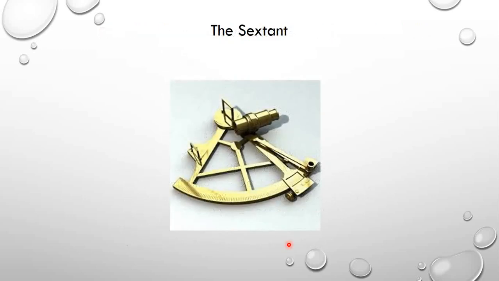Lastly, let us look at the sextant. This is how a sextant looks like. A sextant is a device used for measuring the angle of elevation of a star or the sun.